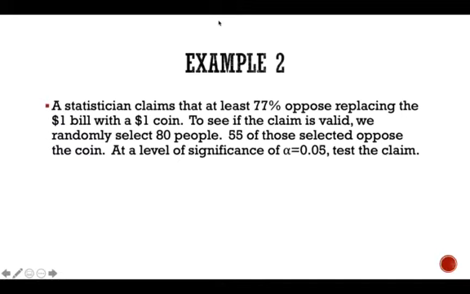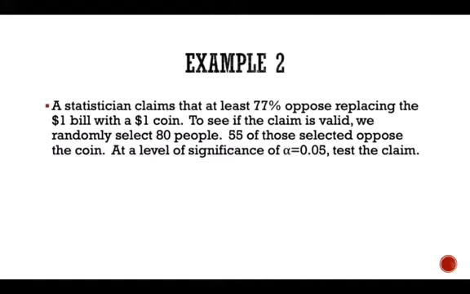Now, this is where these questions get tricky. We have to determine the null and the alternative hypothesis. The null hypothesis is a statement of equality. What am I told here? I'm told what? A statistician claims at least. What is an at least statement? That's a greater than or equal to 77% or higher.